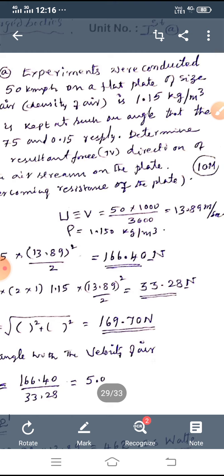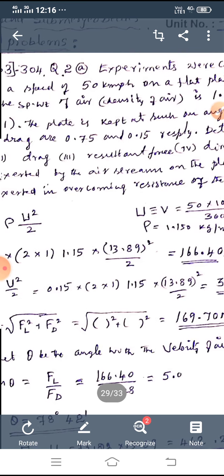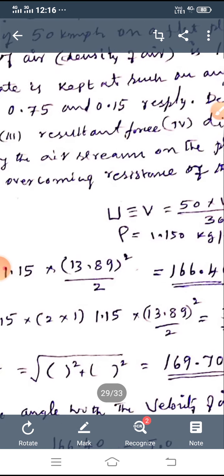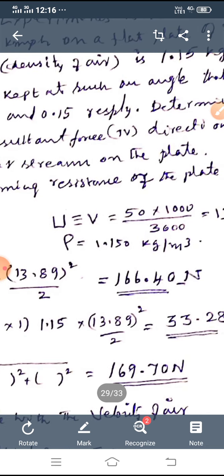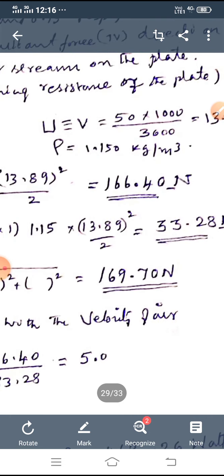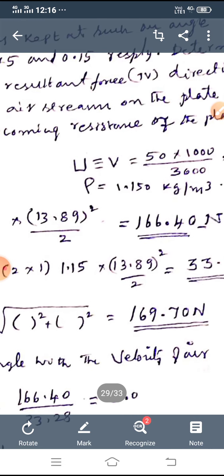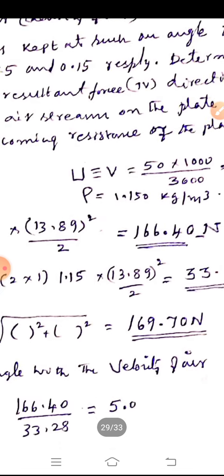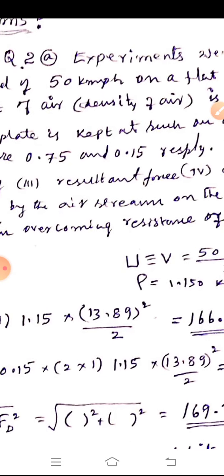Determine: 1. Lift, 2. Drag, 3. Resultant force, 4. Direction of resultant, and lastly, 5. Power exerted by the air stream on the plate, power exerted in overcoming the resistance of the plate. Now you see the solution.